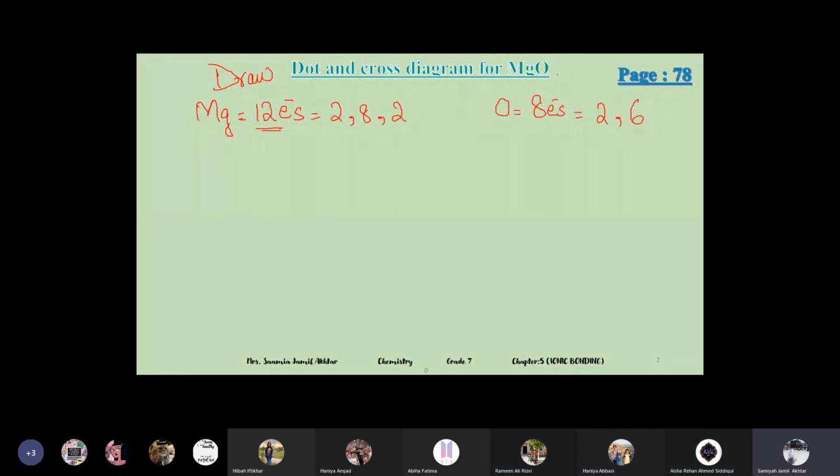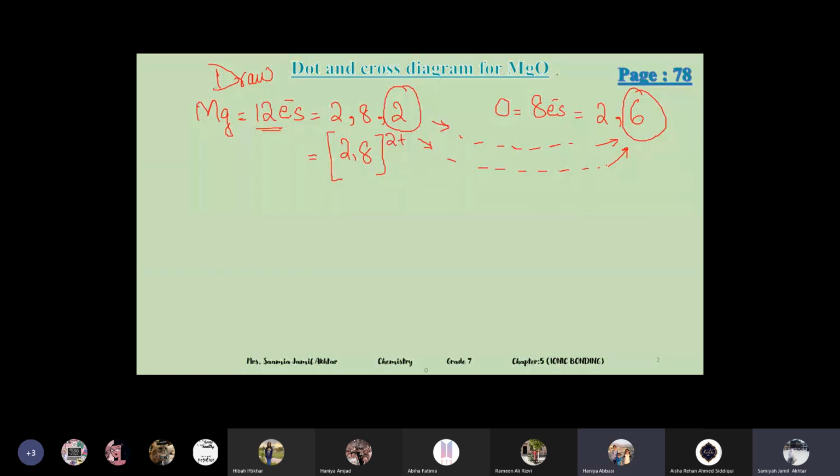Okay, so now both of them want to complete their shells. Magnesium, being a metal, will give. Magnesium has 2 extra electrons which it wants to give, and oxygen needs 2 electrons to get completed, right? Because the second shell can hold 8 electrons in total. Yes, miss. So magnesium will give its 2 electrons to oxygen. There will be one magnesium and one oxygen, and the transference will be of 2 electrons from magnesium to oxygen. After this, magnesium will become 2 8 in square brackets and 2 plus.